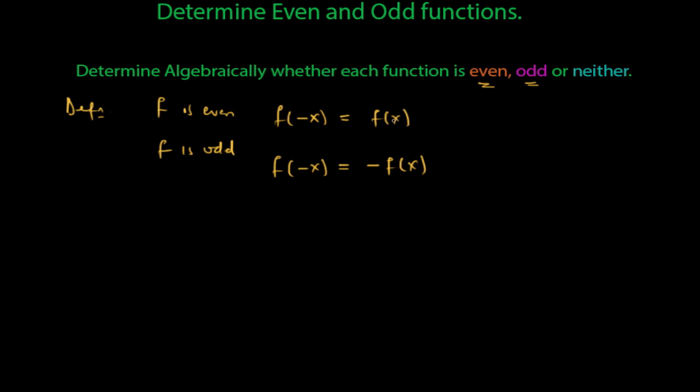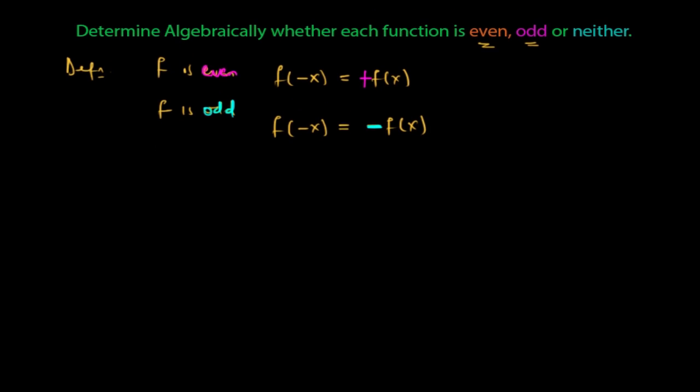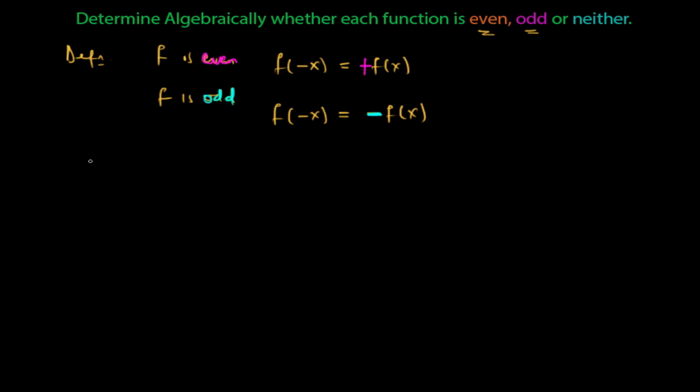Now, the difference between the even function and the odd function is that for the even function you have a positive sign here, but for the odd function you have a negative sign here. So this is for the odd, while the other is for the even. You should just know the difference. So we're going to try some examples and see how we can determine whether a function is even or odd.